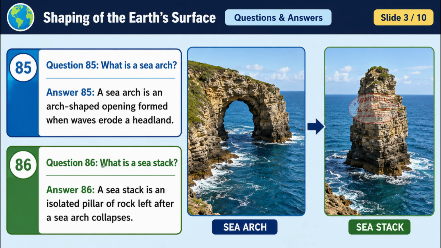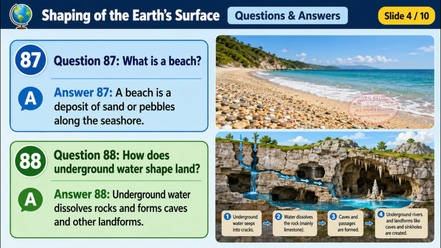Question 86. What is a sea stack? Answer 86. A sea stack is an isolated pillar of rock left after a sea arch collapses. Question 87. What is a beach? Answer 87. A beach is a deposit of sand, pebbles, or small stones along the seashore.